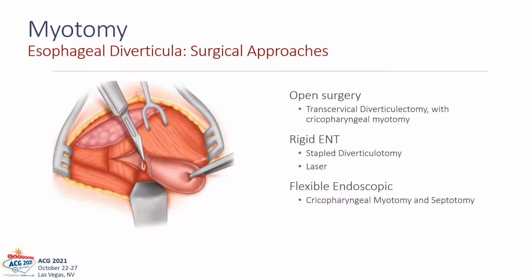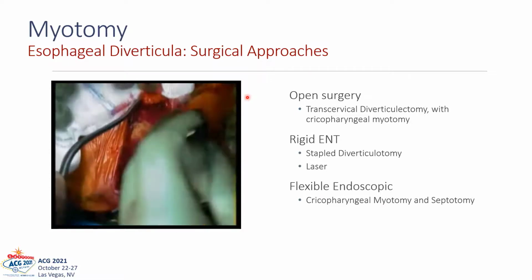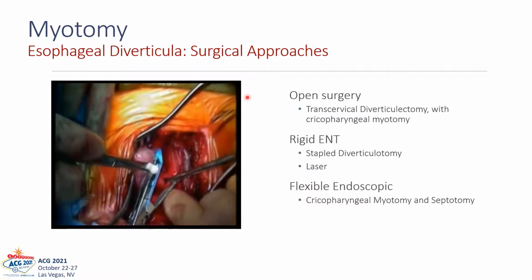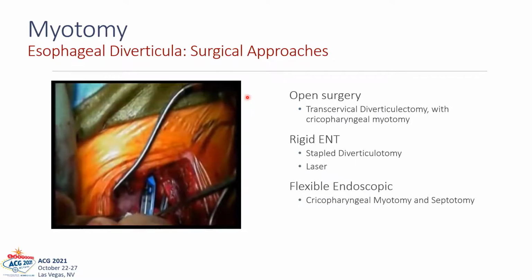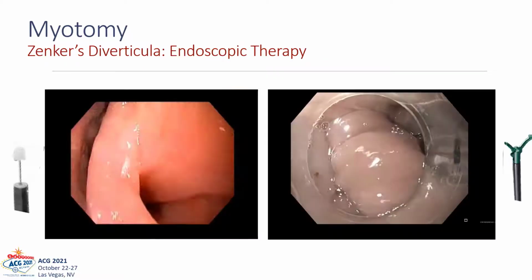There are a few treatment options for these proximal diverticula, including open surgery or a transcervical diverticulectomy with cricopharyngeal myotomy, rigid ENT approach using a stapler or a laser, and then the flexible endoscopic approach. Here we see the open transcervical approach, and they're dissecting out the diverticula, and then they'll staple across the neck of it and put a drain in there and close. And then the rigid ENT approach is seen here with a stapler. You have to kind of hyperextend the neck to get the stapler in position.